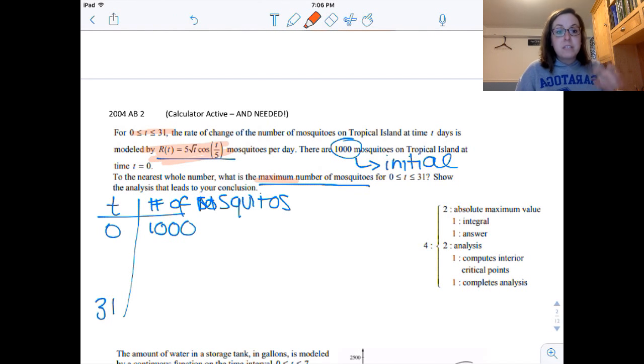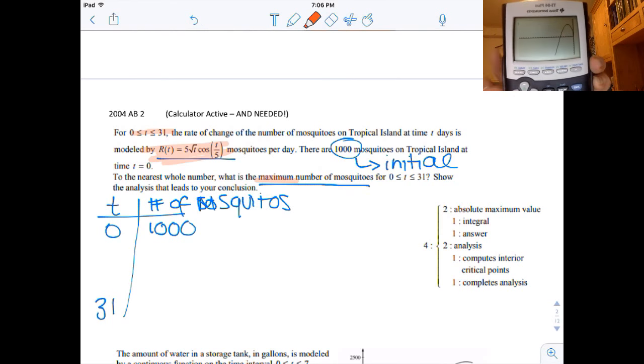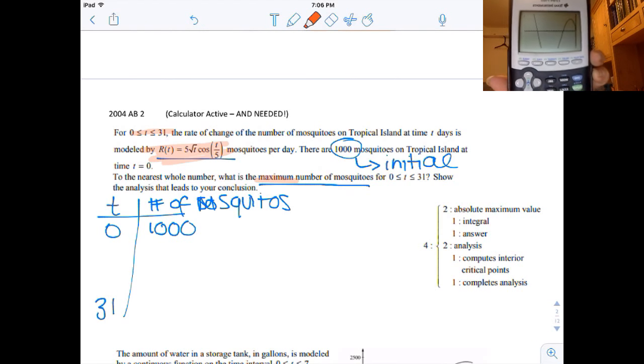This is already a derivative, right? So I'm going to graph this, and I know my interval is from 0 to 31. So when I graph this, I'm just going to look from 0 to 31. That's going to be my goal here. So I'm graphing it, going from 0 to 31. I'll show you guys this in a second. And I wind up with this picture. So we've got 2 critical values in there.